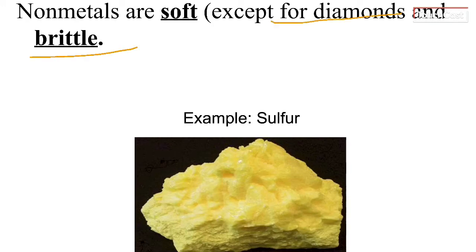A lot of times when people refer to nonmetals, they think gases, because group 18, which is on the right side, is made of mostly gases, but not all of them are gases. Some of them are in solid form. They're just not hard like your metals are.